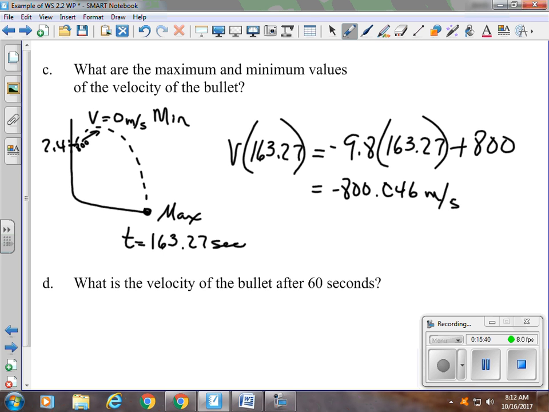It's going down. So it's falling at 800.046 meters per second. So basically what happened was when it stopped up there at the top and had a minimum velocity of 0, it didn't make it back to what it was originally, with just a hair more.